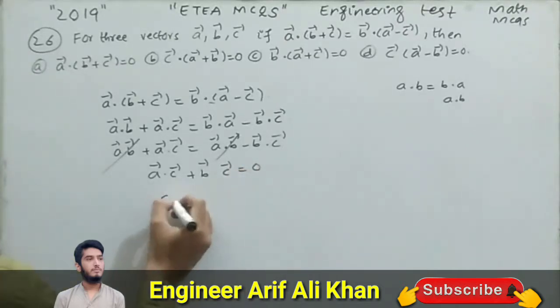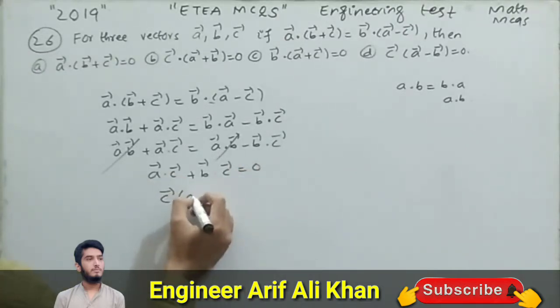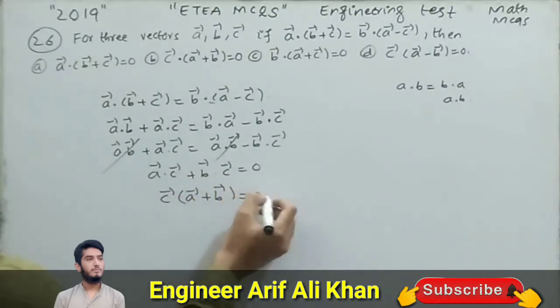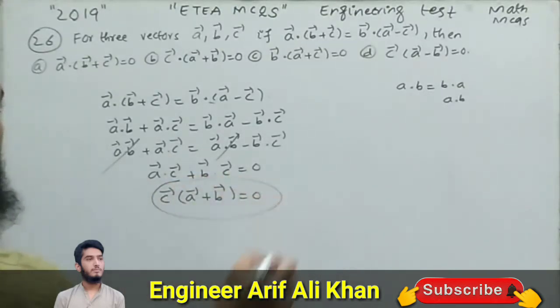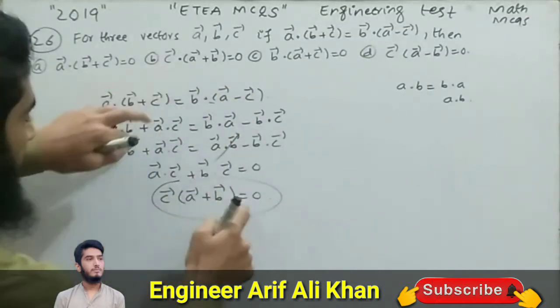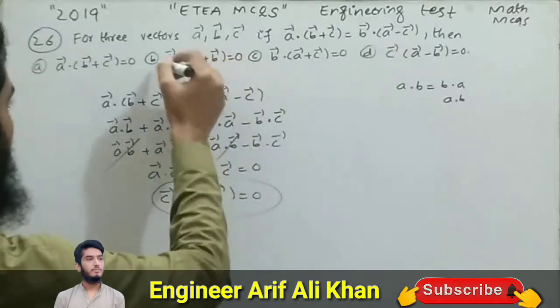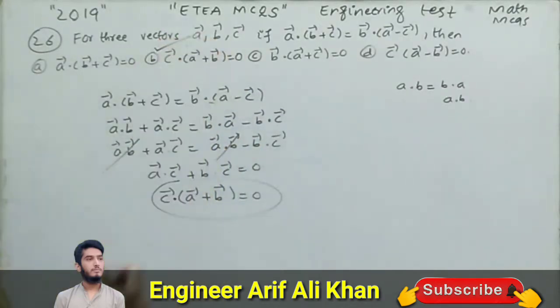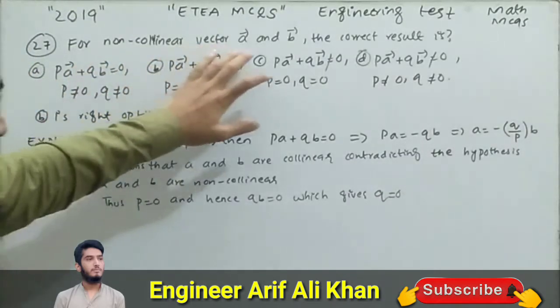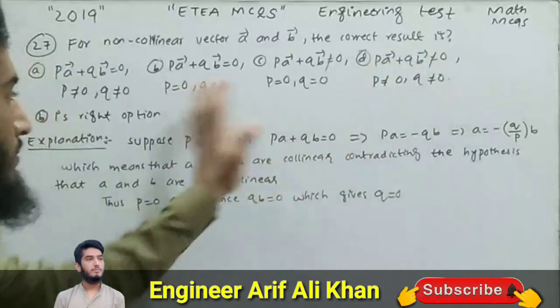Take out C common, so it becomes C dot (A plus B) is equal to 0. So this is actually the required condition. Among all the options, option B satisfies C dot (A plus B) is equal to 0. So the correct option for this MCQ number 26 is option B. Now move to the next MCQ, MCQ number 27. It tells that for non-collinear vectors A and B, the correct result will be, and four options are given.